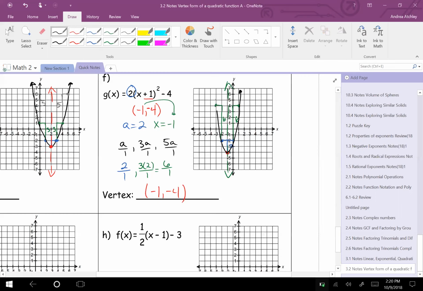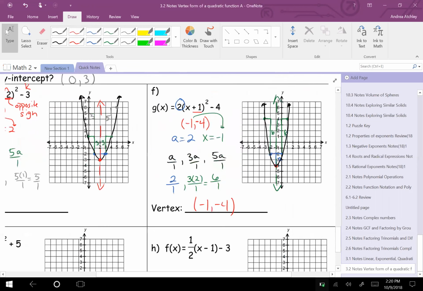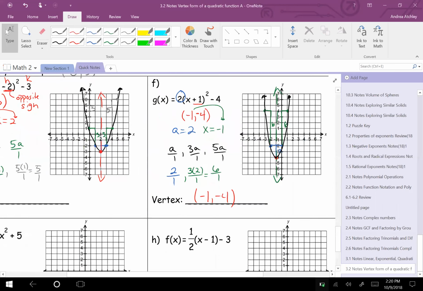And do you see that it got a lot skinnier? Right? Between these two, it's a skinnier parabola because it was stretched. Because my a value was 2, so I had to stretch it vertically. And it went up at a faster rate. Any questions over that?